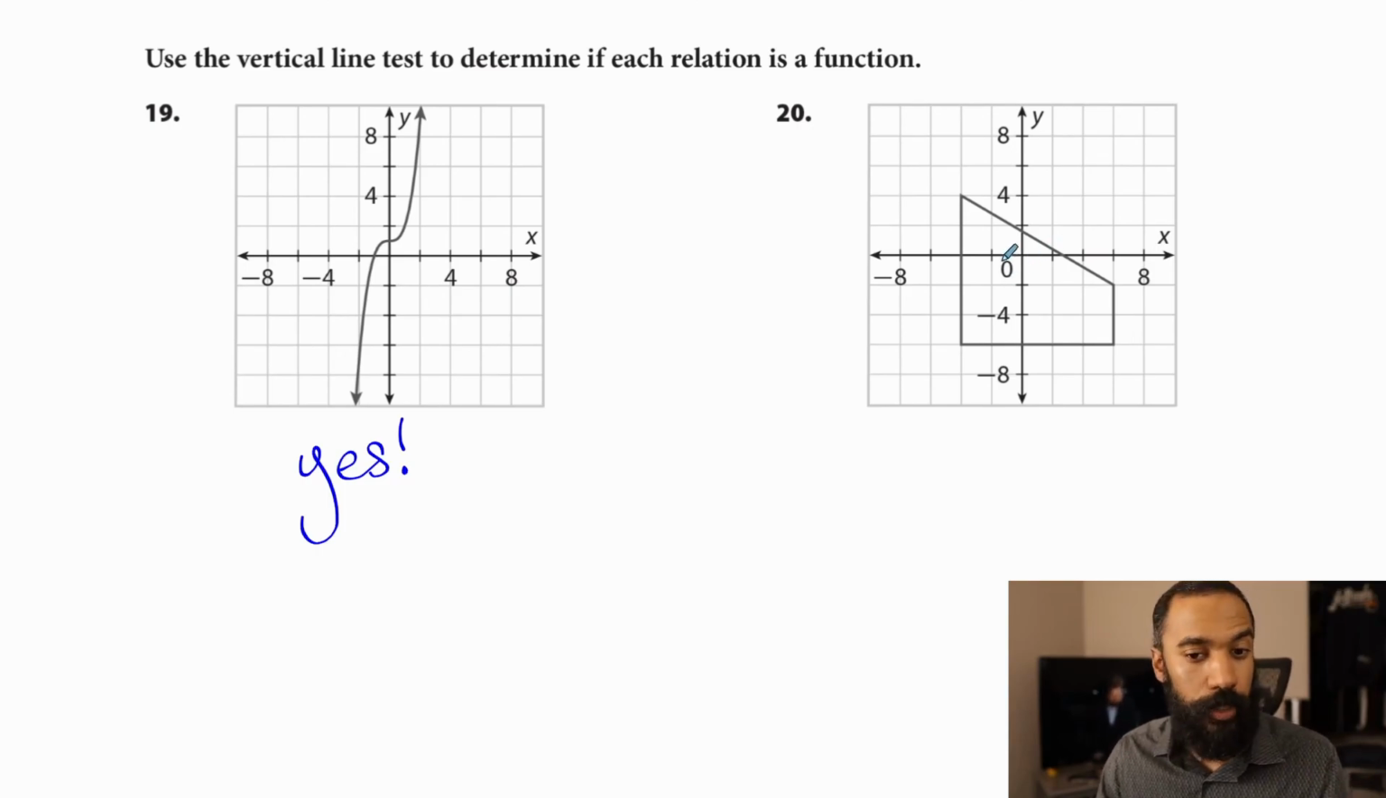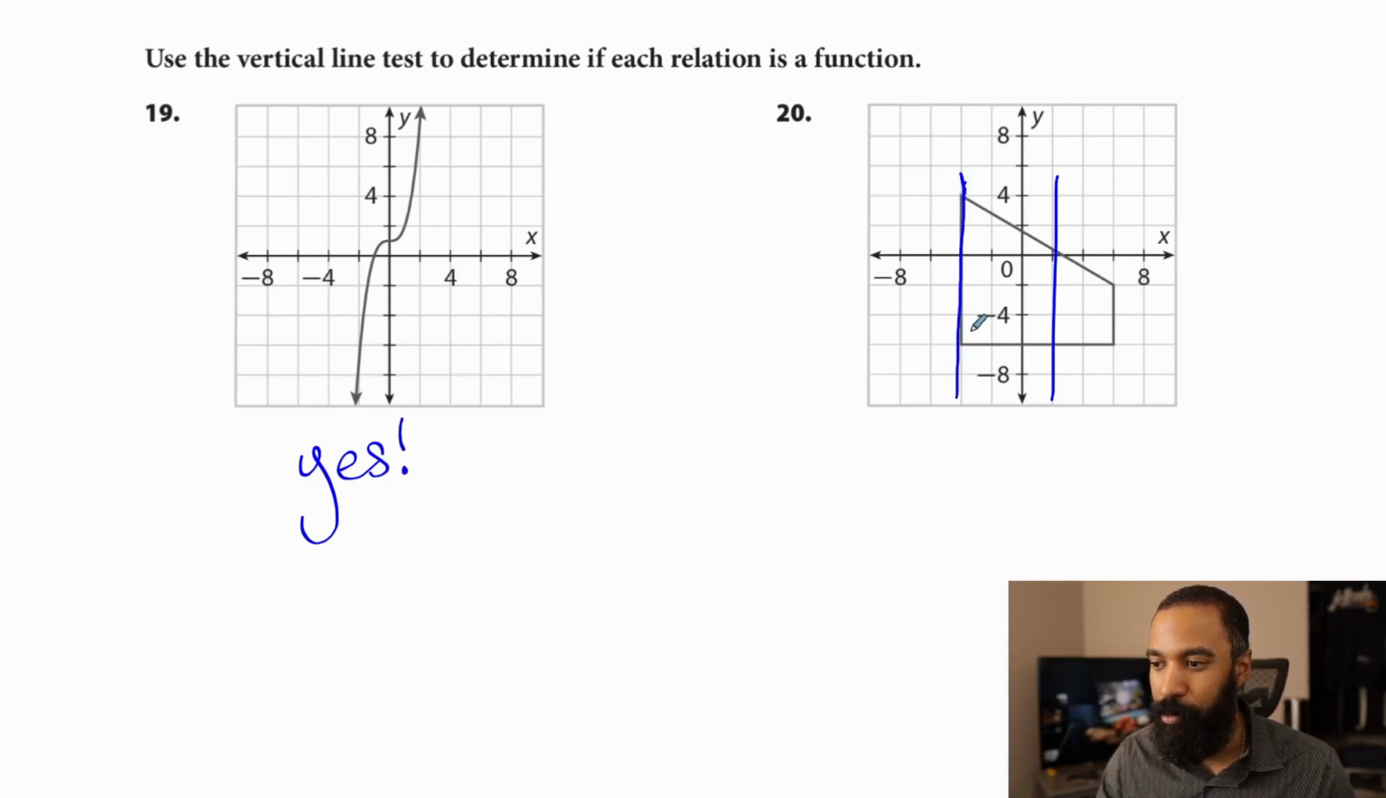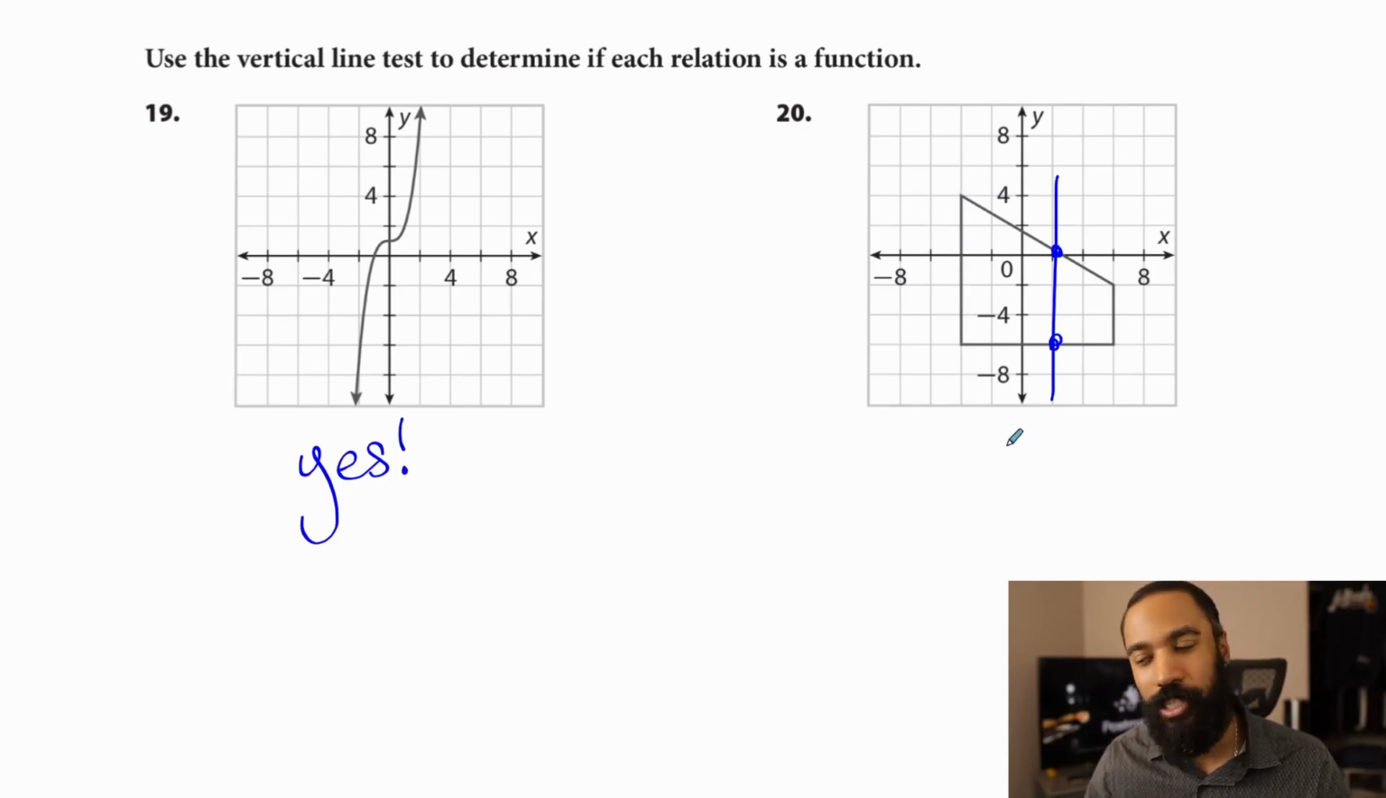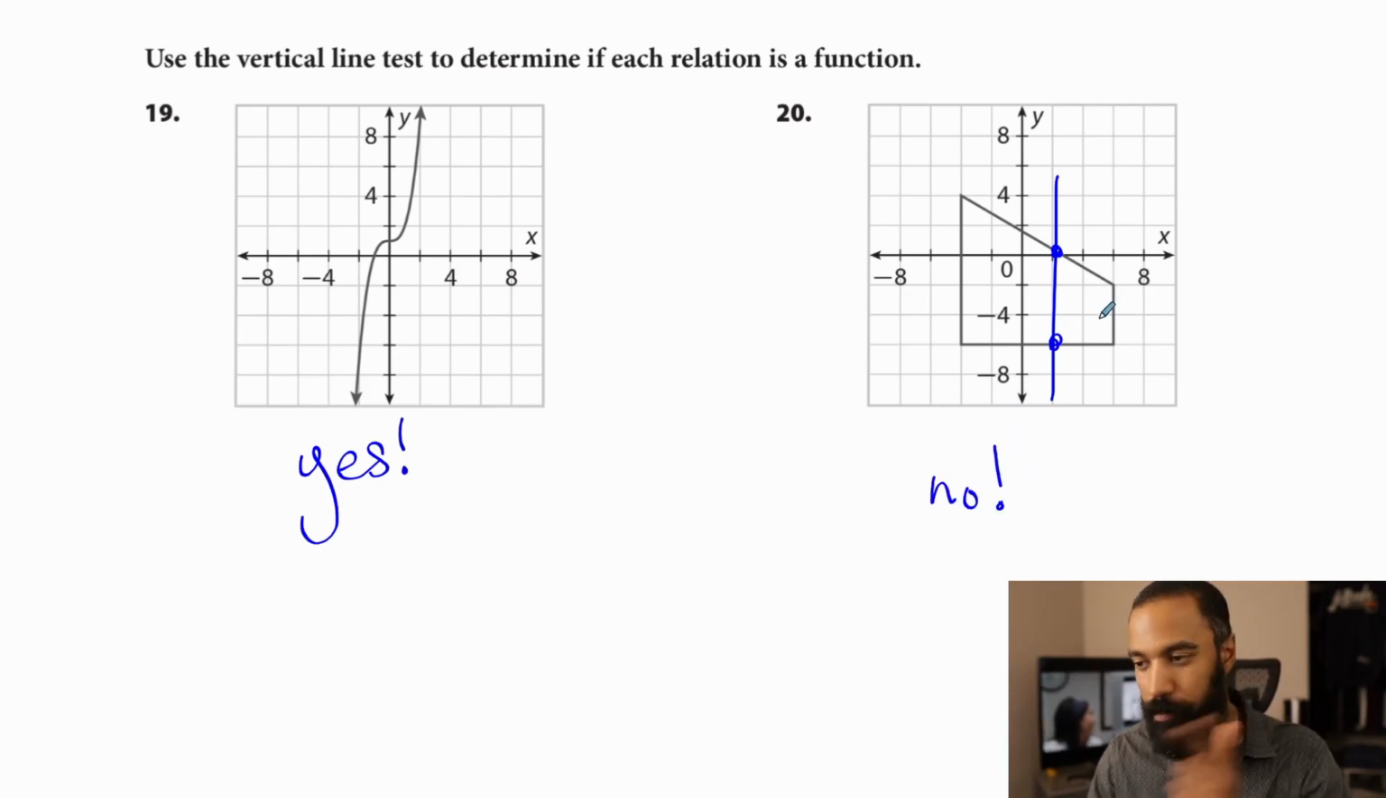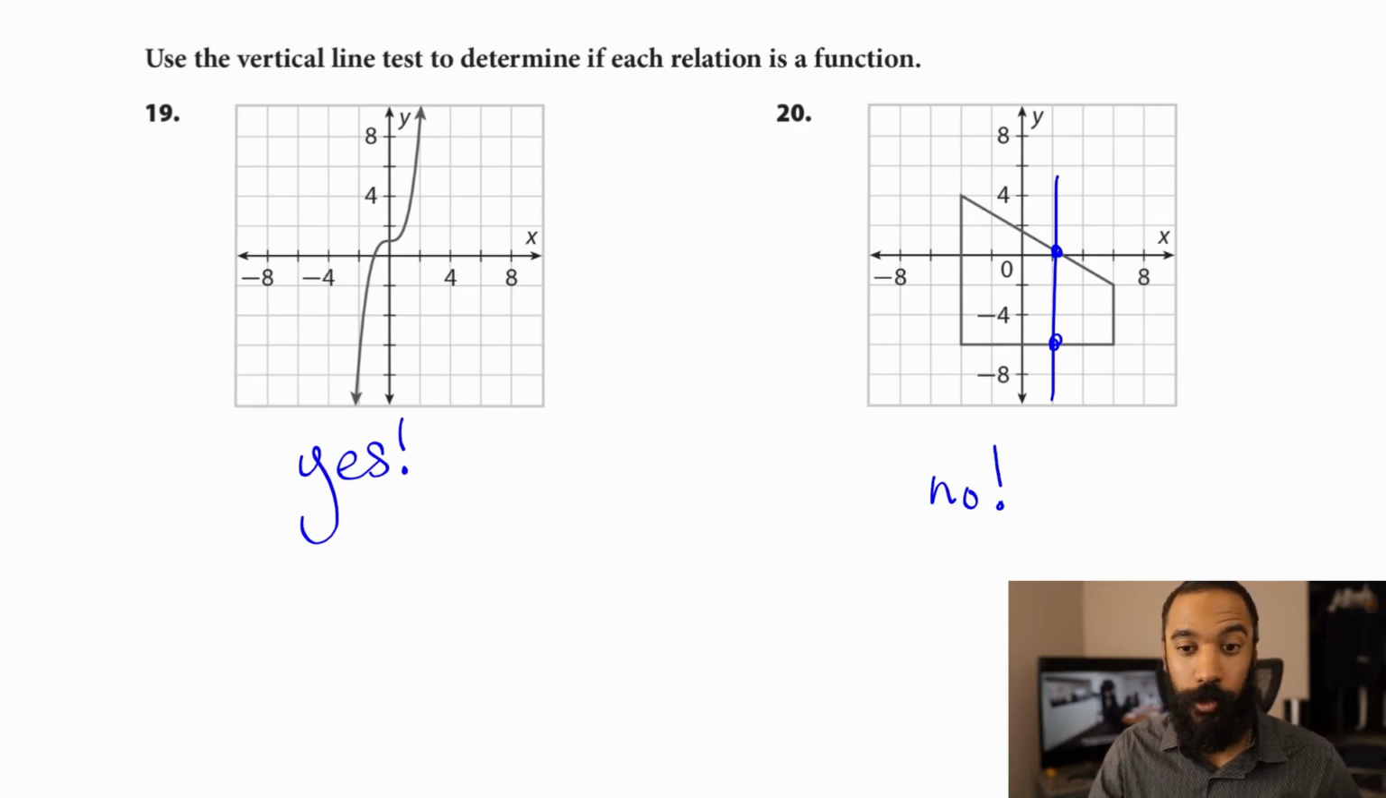Now, this one right here, which clearly fails, not only for something like here, but look at this. It fails at every point right here. Every single bit right here, point, point, point. These are all the y values for this one x value that it's failing at. That's no good. But all you have to do for these is draw a single vertical line to emphasize the point. It hit two of them, not a function. That's all I gotta do. That's all you gotta do.